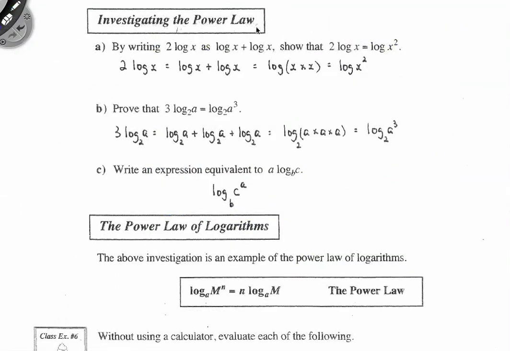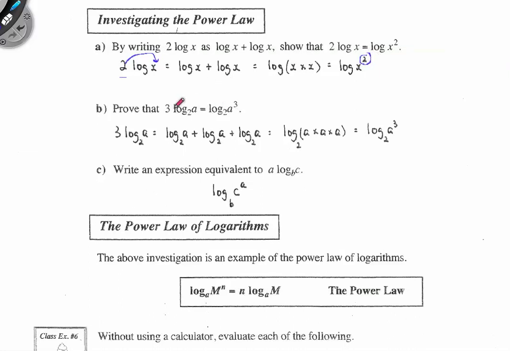So investigating the power law was what I was alluding to earlier, where if we have a log like this with a multiplier out front, like a 2, the 2 can be brought up here. Well, what does this really mean? 2 times log x really means log x plus log x. And if we use the product law, we can write that as log of x times x, or log of x squared. So the 2 that was out front has actually ended up here.